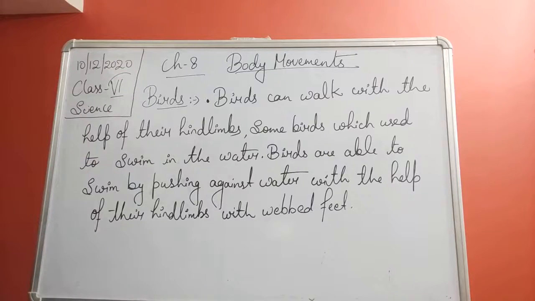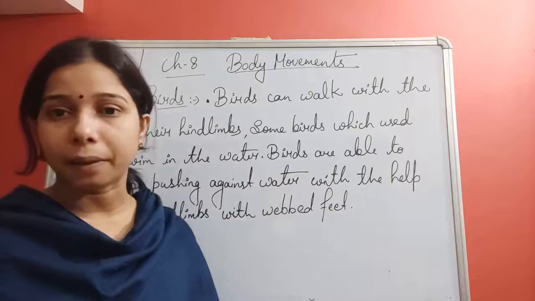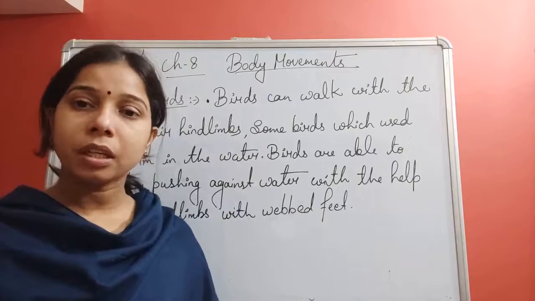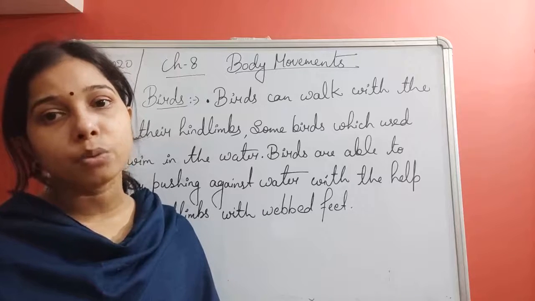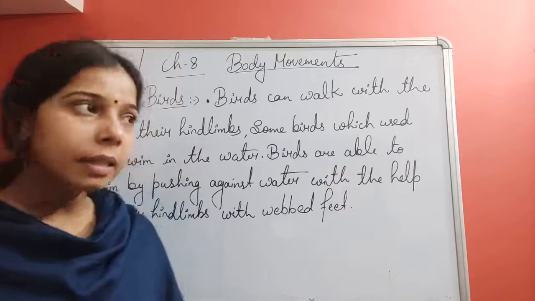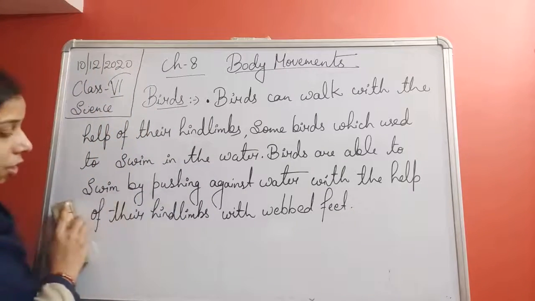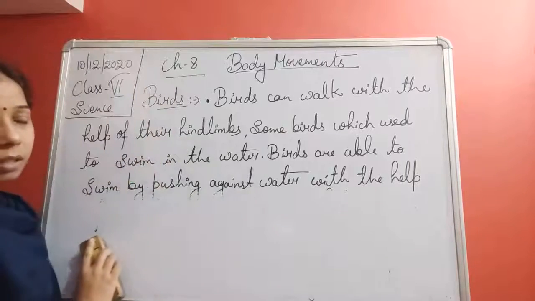Now let us discuss. We are saying that birds can walk, but birds can also fly. As we have seen in the previous case of a cockroach, they are able to fly because they show the upstroke and downstroke. Now let us see what different adaptations occur in the bird because of which they fly.